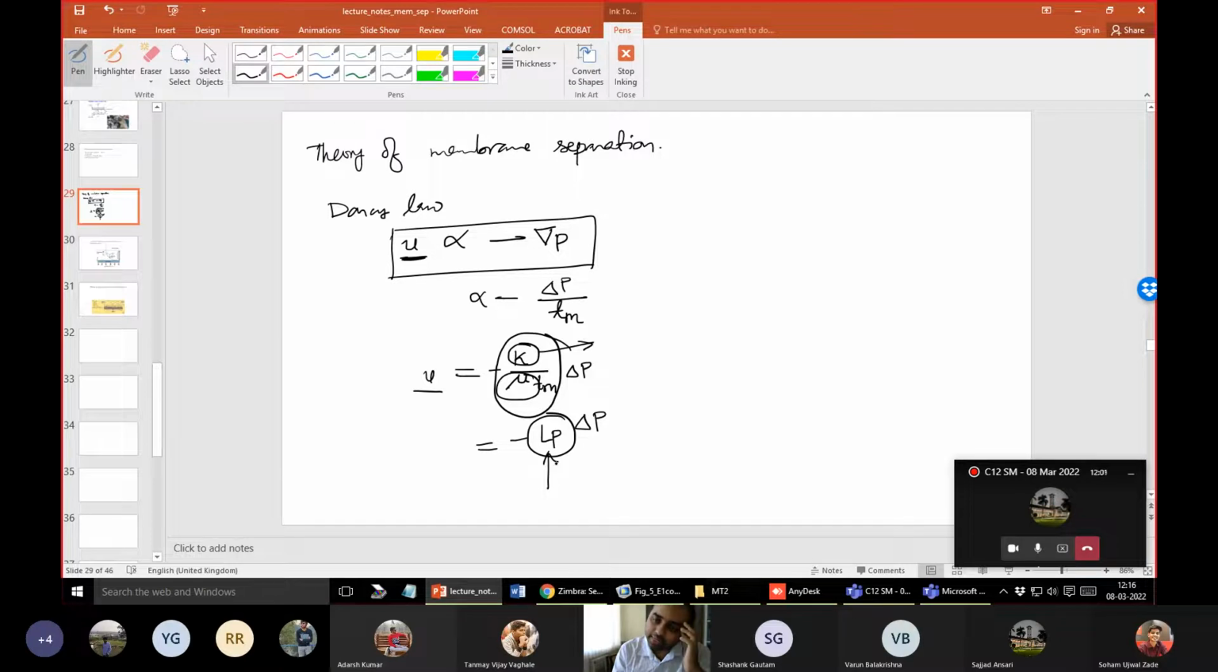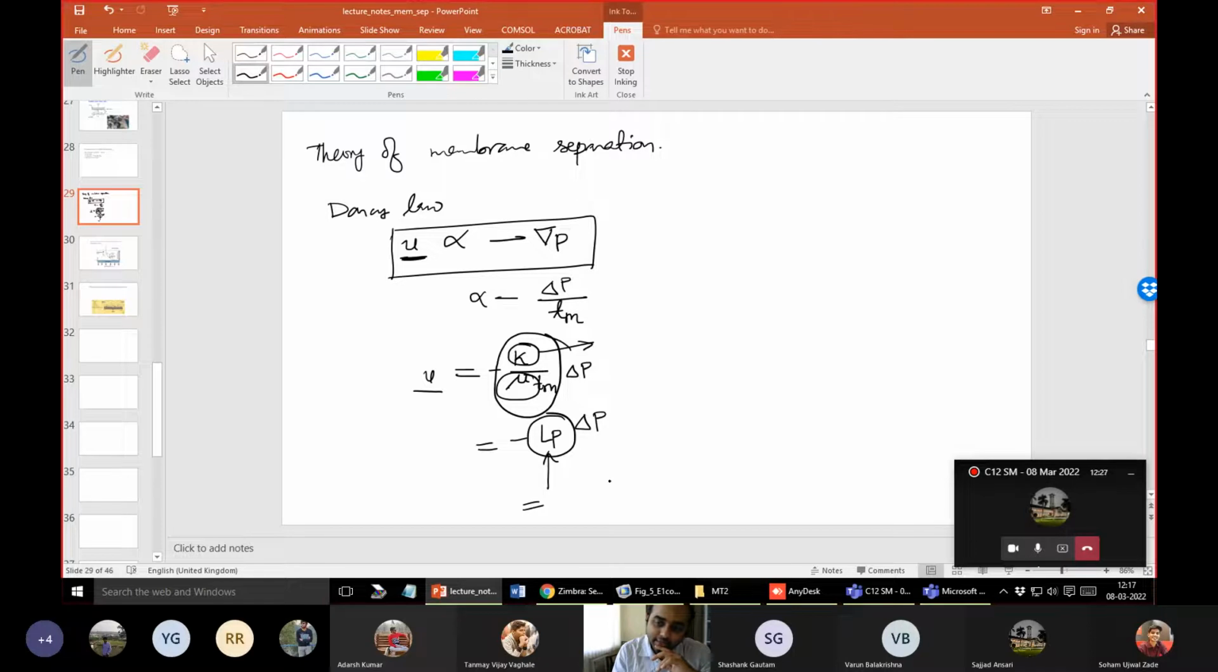So this Lp defines, I mean, the higher the value of your Lp, the more permeable your membrane is, right? With lower pressures, you can achieve a significant amount of flux or flow through the membrane, right? So the higher the Lp value of the membrane, the more porous or more permeable it is. That's the general idea, right? You can also write down this Lp or this permeability in terms of the resistance.